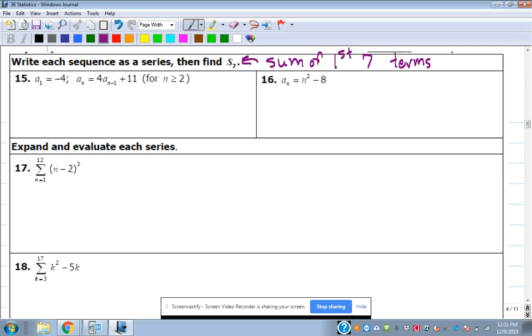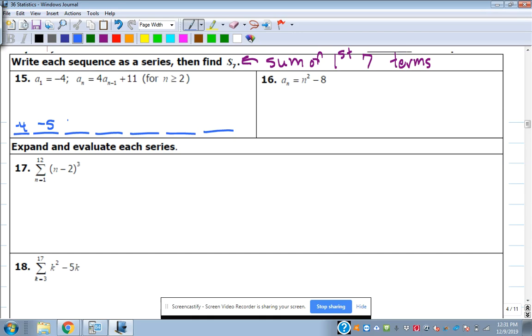So we're going to find the first 7 terms. We have the first one. We know it is -4. We need to find the second, third, fourth, fifth, sixth, and 7th. And then we're just going to add them all up. So to find the second term, we plug in -4 into our problem. So that's going to be 4 times -4, which is -16, plus 11. -16 plus 11.